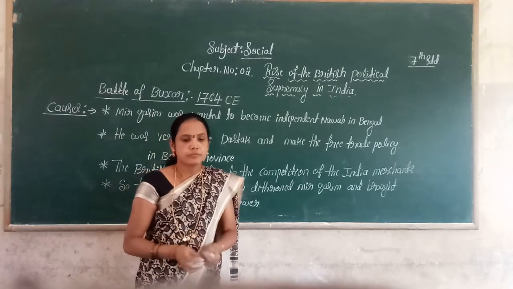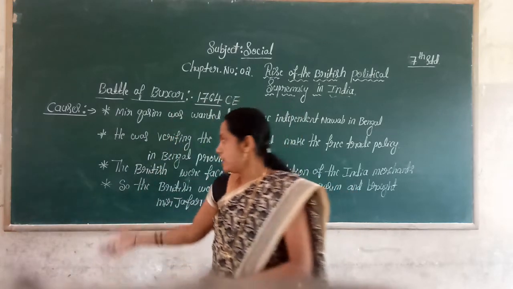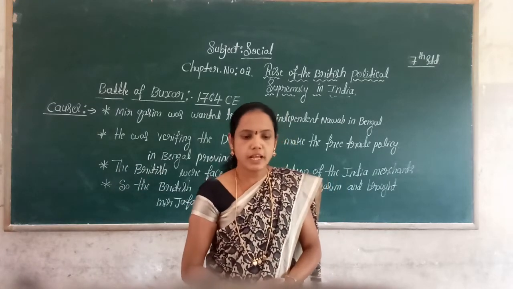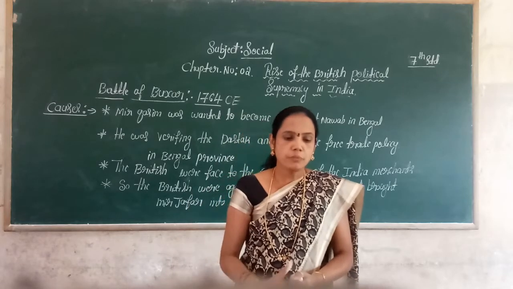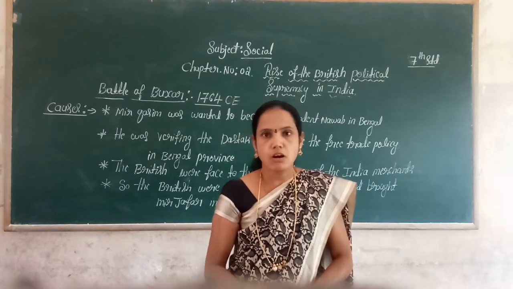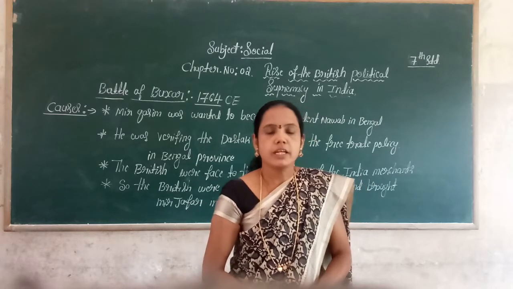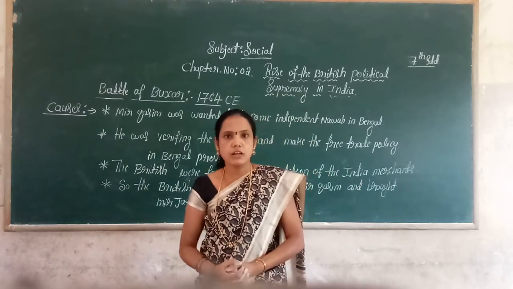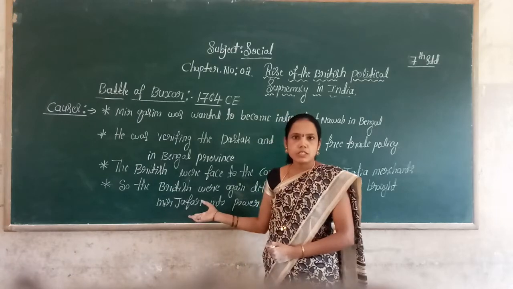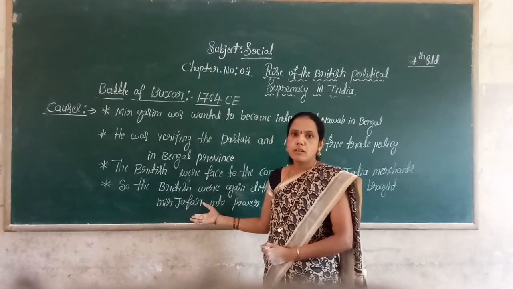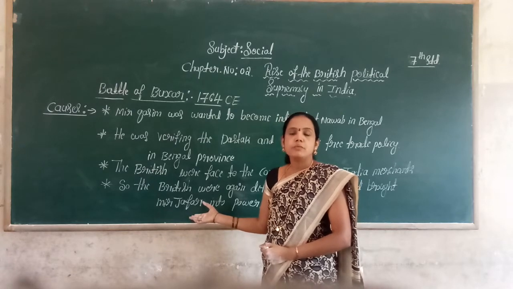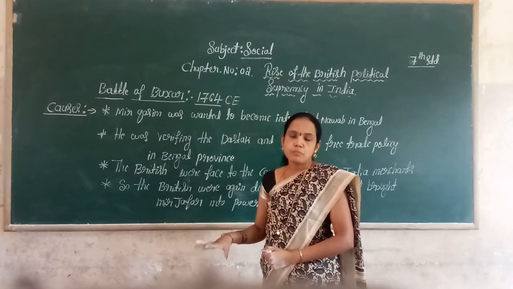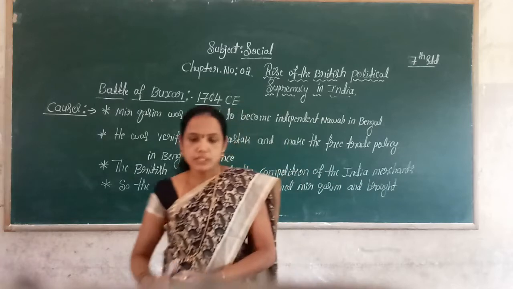Understand, children? See, after this, when Mir Qasim was dethroned from power in the Bengal province, at that time he made friendship with Nawab Siraj-ud-Daulah of our province and also got the help of Shah Alam II of the Mughal Kingdom. Understand? After this, they dethroned the power in the Bengal province. Again, Mir Jaffar became the Nawab of Bengal. After this situation, Mir Qasim made the friendship.